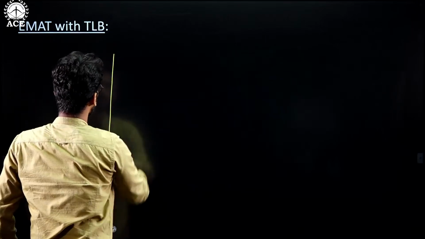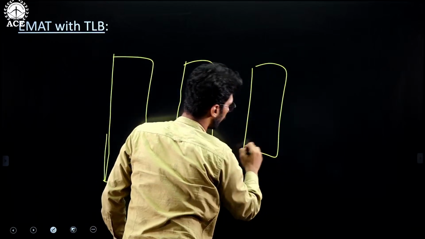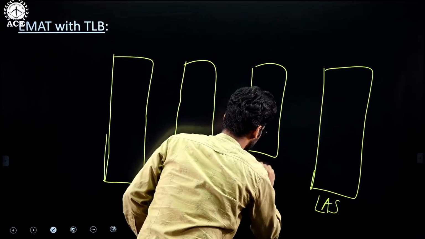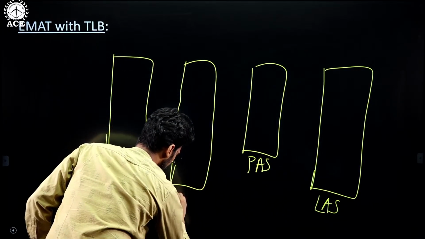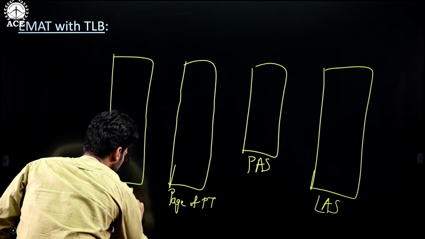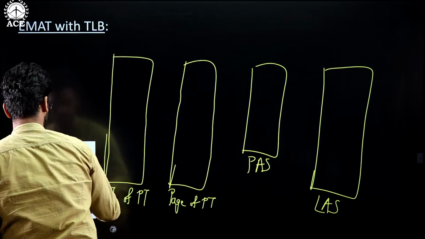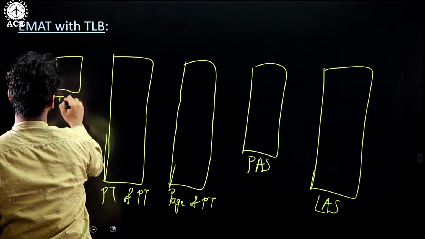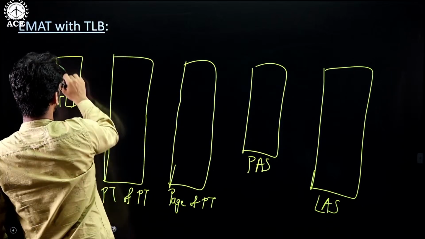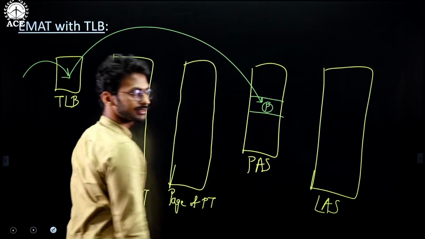With TLB, same diagram. I'll draw it very fast, as we are about to end the lecture. Logical address space, physical address space, page of page table, page table of page table. We forgot to mention the TLB, translation lookaside buffer. Green color indicates TLB hit. If there is a hit in the TLB, you directly access that particular page.